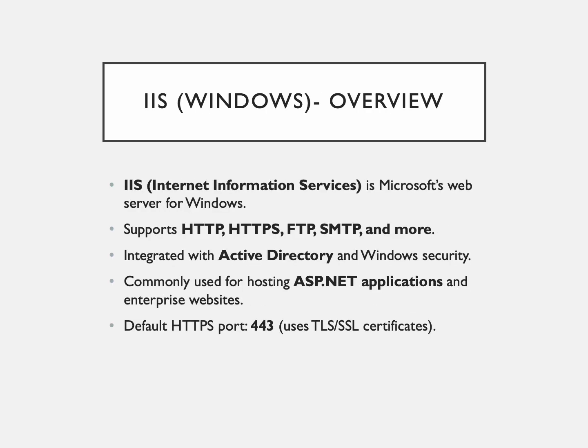All right, so first in this section, we're going to actually hop over to Windows with IIS. What is IIS? It stands for Internet Information Services, and this is Microsoft's web server for the Windows operating system. It supports multiple protocols, some of which we just talked about, like HTTP, HTTPS. It also includes FTP and SMTP and a whole bunch of other ones. One of its major strengths is the integration with Active Directory and Windows Security. And IIS is most commonly used for ASP.NET applications, enterprise level websites, with the HTTPS running on port 443 using TLS or SSL certificates.